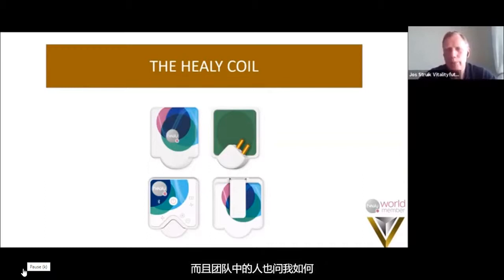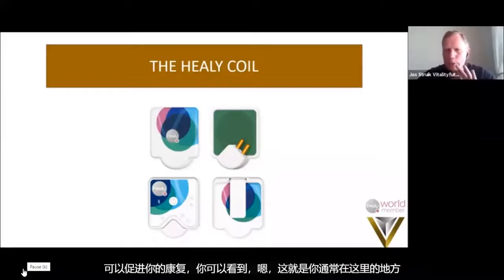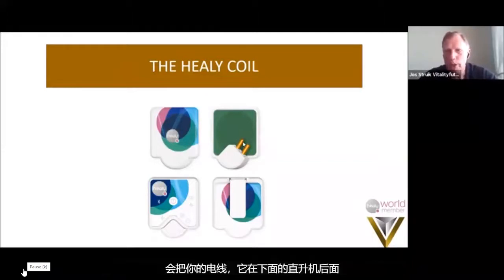People in my teams also ask me, how do I interpret this new piece of hardware that you see on the screen? It's a small piece of hardware that you can push into your Healy. You can see here, it's where you normally would put your wires, at the back of your Healy below the clip. And the important thing is this circle that you can see, because it's all about the circles inside this thin extra piece of hardware.